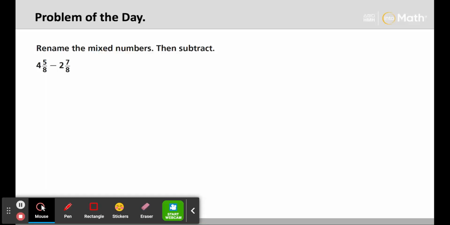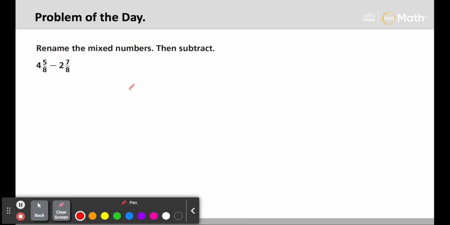Today, I want to do a quick review of how to subtract mixed numbers when you have to regroup. So let's look at the problem: 4 and 5/8 minus 2 and 7/8. First of all, they both have the same denominator, so that's fine. I can take 2 from 4, that's fine, but I cannot take 7 from 5. So I need to regroup.